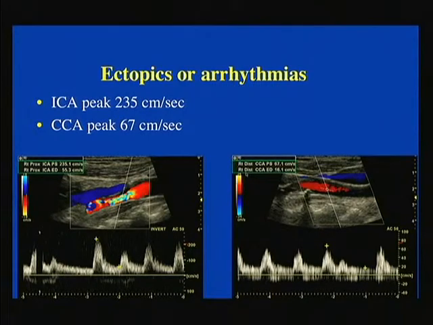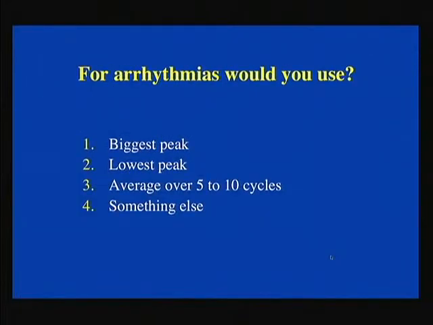Here is a case where you have an arrhythmia. What do you do with an arrhythmia? Well, here we have a case where the peak velocity in the internal is 235, and we've got a nice one here at about 67 in the common carotid artery. Okay? What would you do? The biggest peak? The lowest peak?